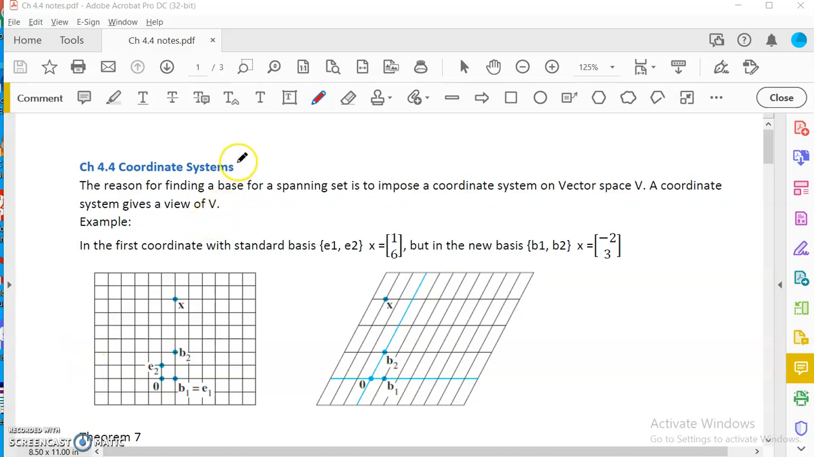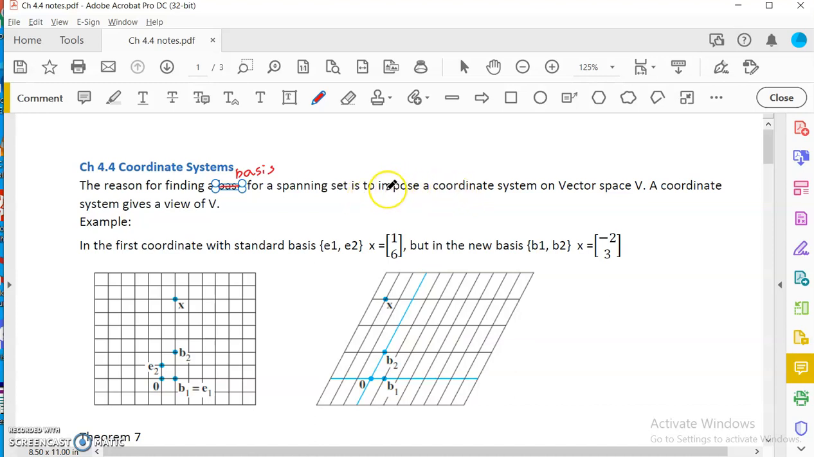Linear Algebra student, this video is for chapter 4.4, coordinate systems. So we have been talking about basis for a vector space, or spanning sets. The reason why we do that is we want to impose a coordinate system on vector space V.